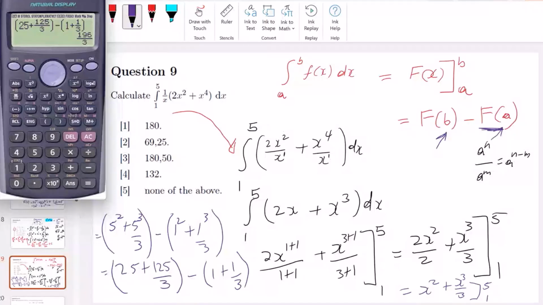You want it as a decimal. It's going to be 65 comma 333, and there's none of those answers. Let me see if I got my 125 correctly. So I've got 5 multiplied by 5 multiplied by 5. It's 125.